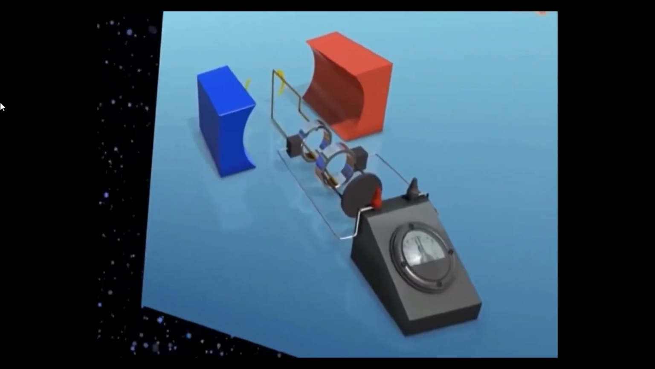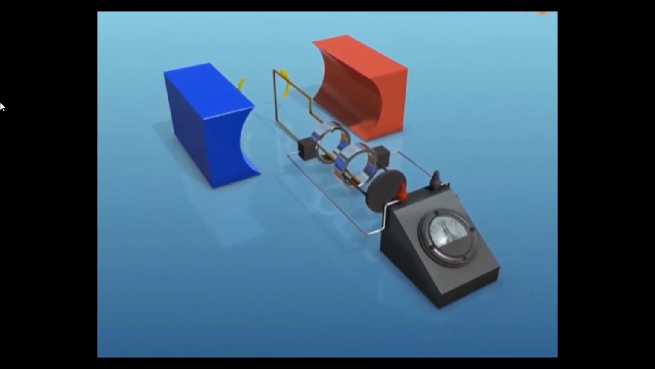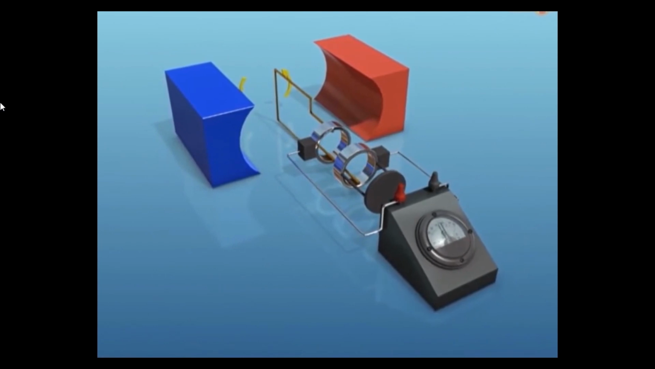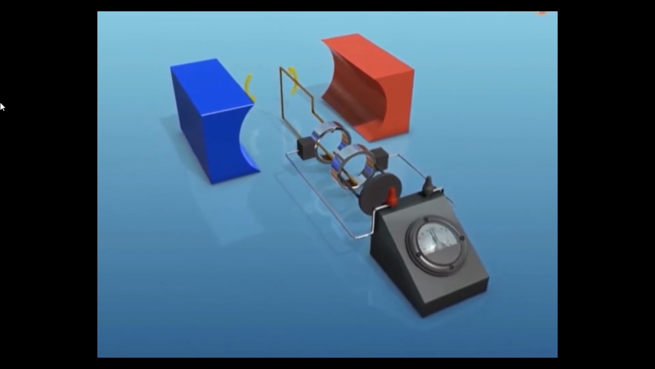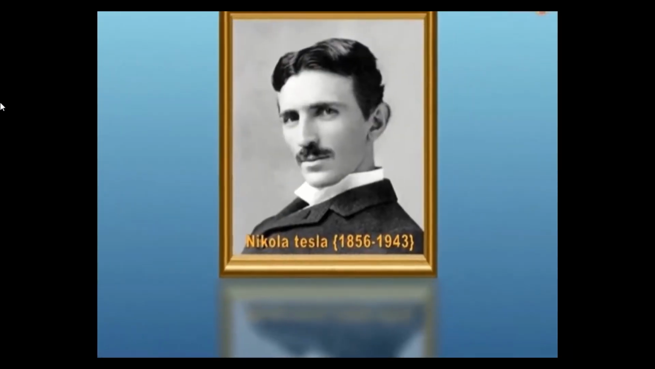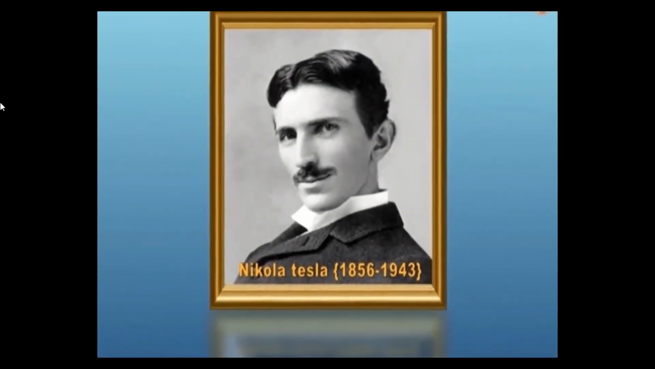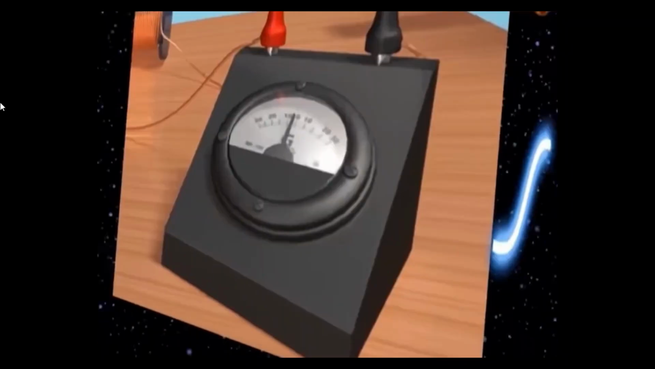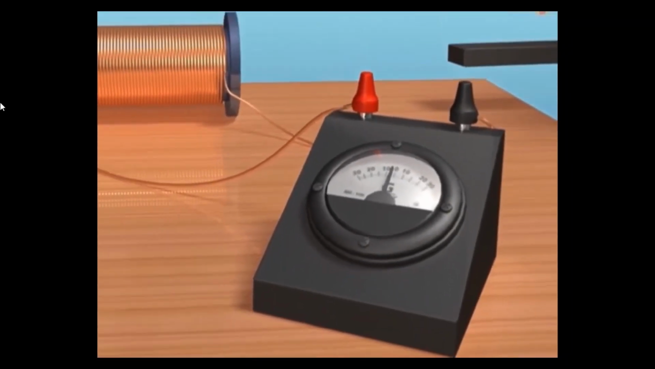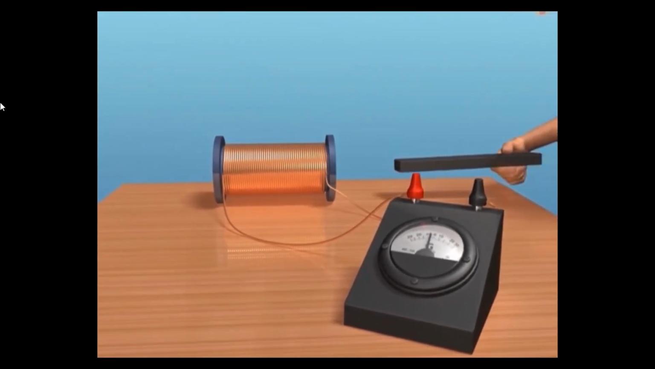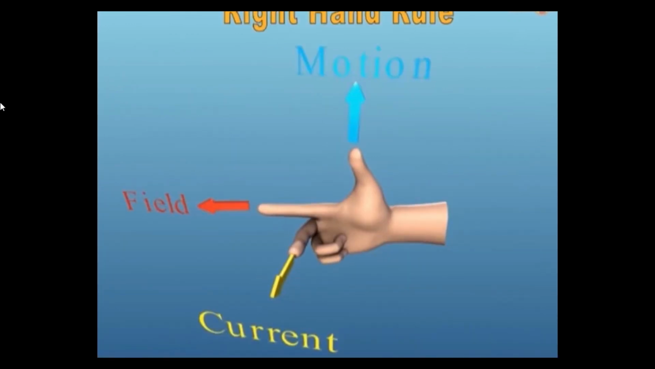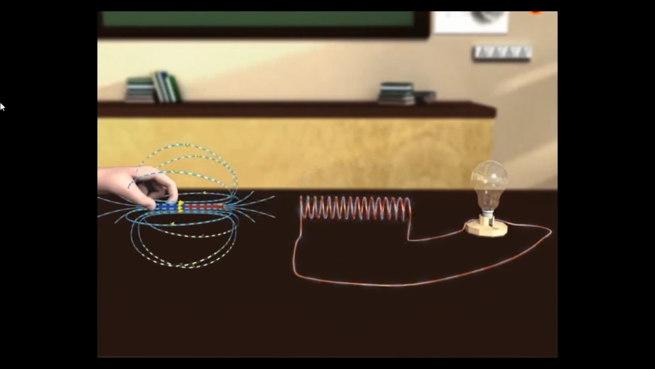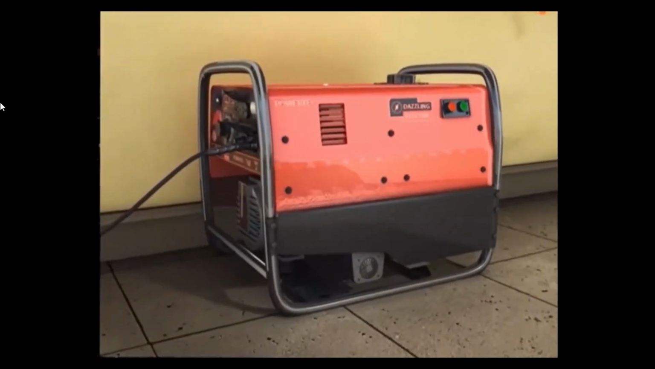Let us understand how an AC generator produces electricity. An AC generator is a device used to convert mechanical energy into electrical energy. It was originally designed by the famous physicist Nikola Tesla. Working of AC generator is based on the principle of electromagnetic induction. According to this principle, a change in flux linked to the coil induces electric current in the coil. The direction of the induced current in the coil can be given by Fleming's right-hand rule. Lenz's law can also be used to find the direction of current.